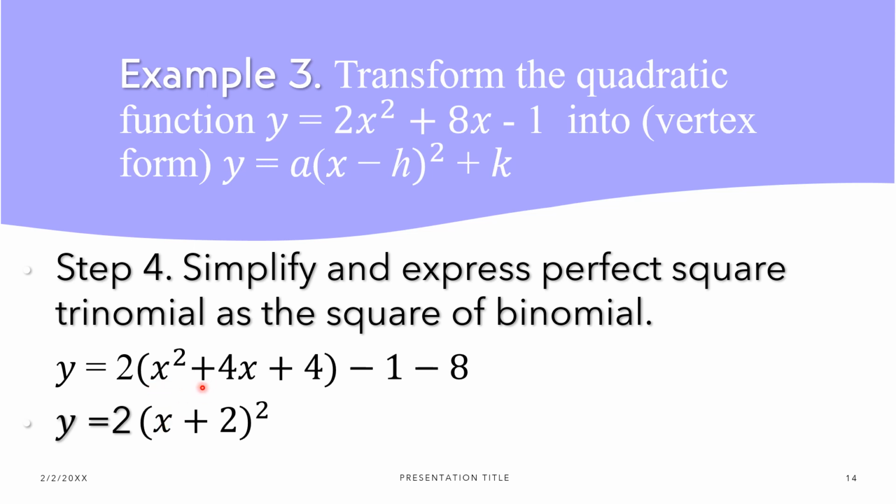We copy the middle sign. Then, the square root of the last term. Then, we simplify this. Negative 1 minus 8 is negative 9. And that is our vertex form. So, we can now get our h and k. So, h is negative 2, k is negative 9.